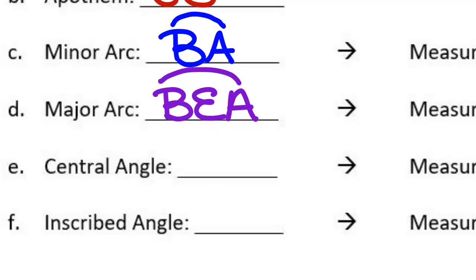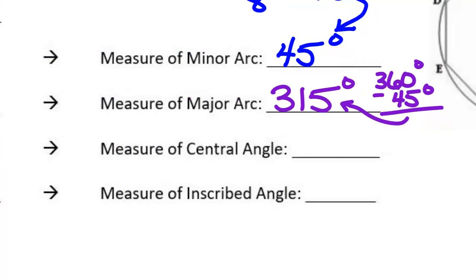Part E, central angle. Well, we already marked a central angle up here, and we already found its size. We had to do that to find the measure of that arc. So we have angle BOA, and it is 45 degrees.